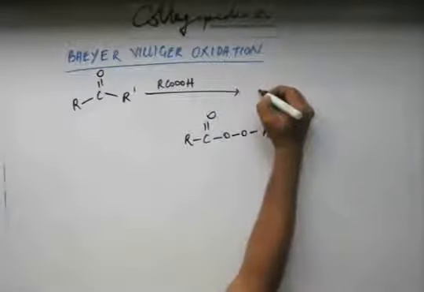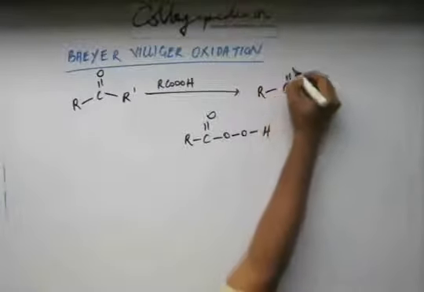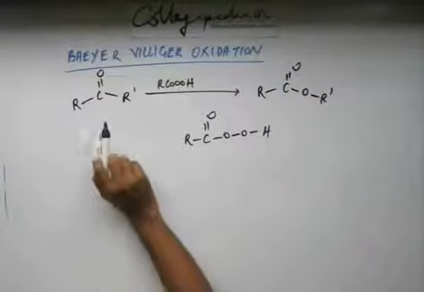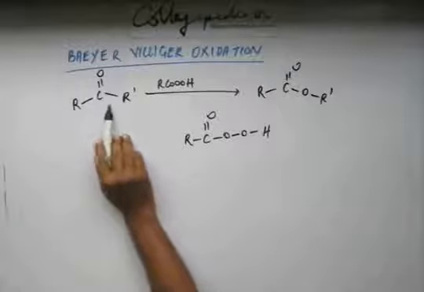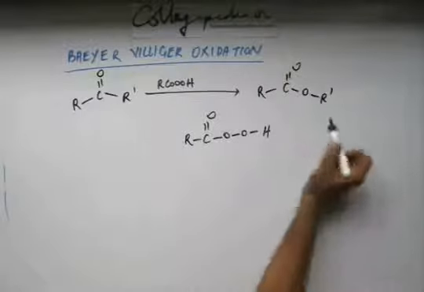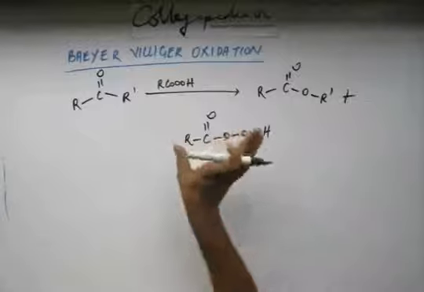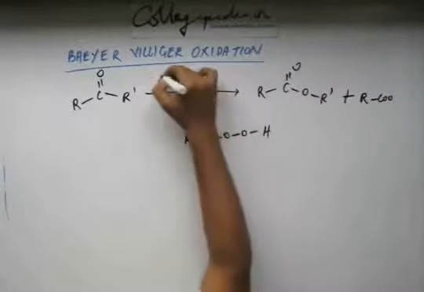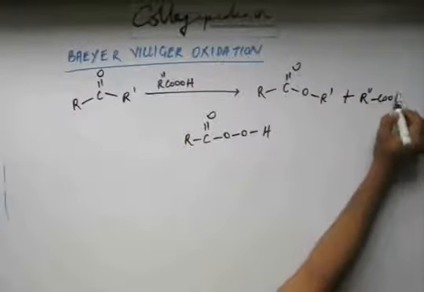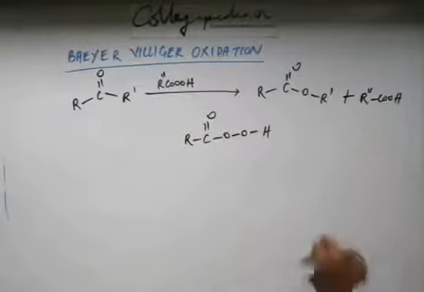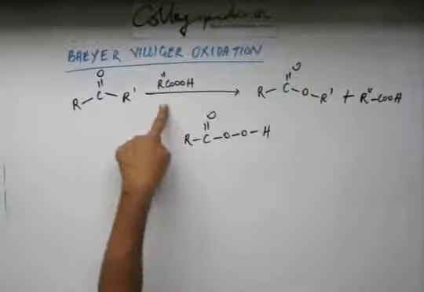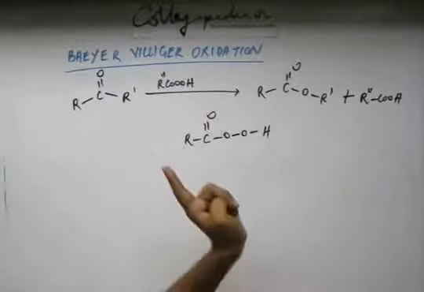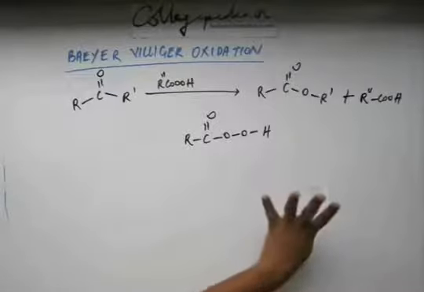When we take a peroxyacid, then the final product is this. Oxygen is inserted between the carbonyl group and the R group, and that results in an ester. And this peroxyacid is reduced to carboxylic acid. Like this. So the acid part is coming from this peroxyacid. This peroxyacid will be reduced to carboxylic acid, and this carbonyl compound will be oxidized to ester.